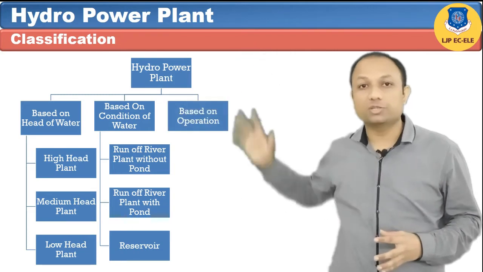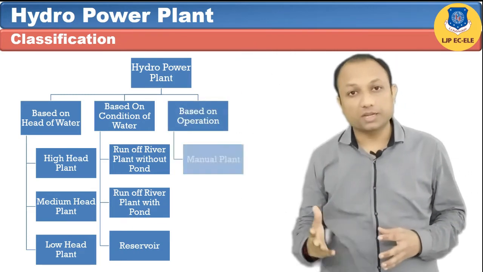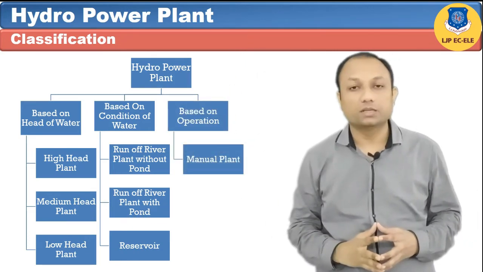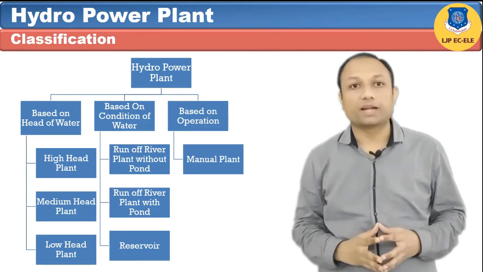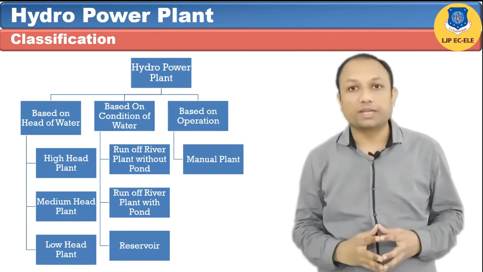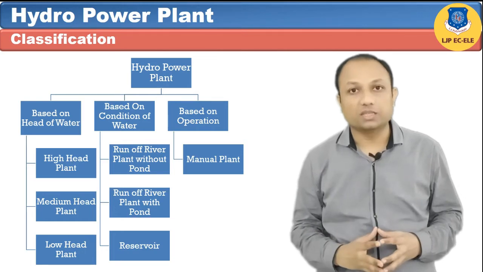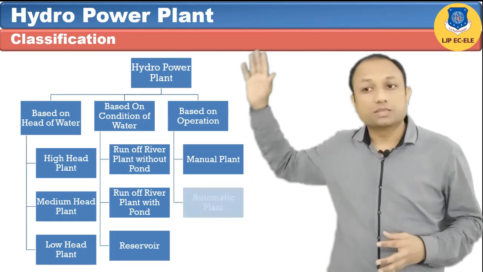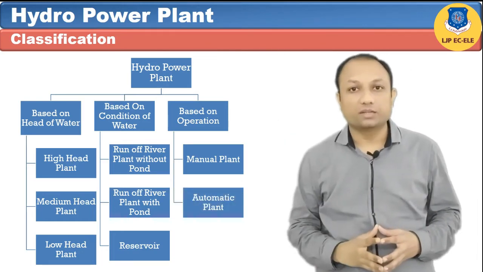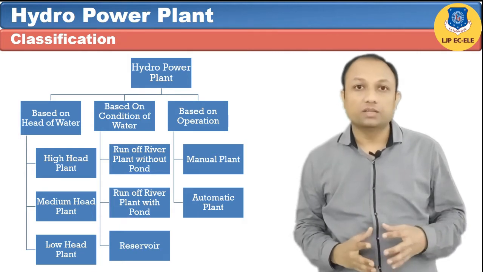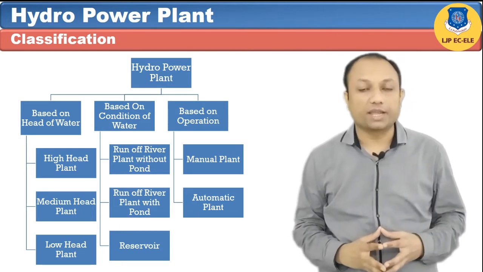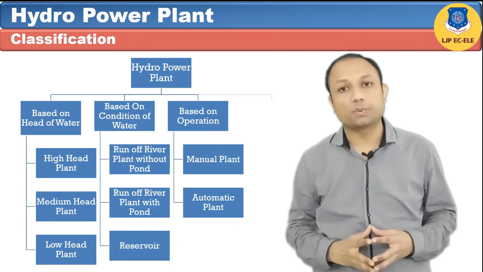Third one, based on operation. In that first one, manual plant. In such power plant, the machines are not automatic but are operated by the operators. Second, automatic plant. In this type of power plant, the operation is automatic. This requires less number of persons.